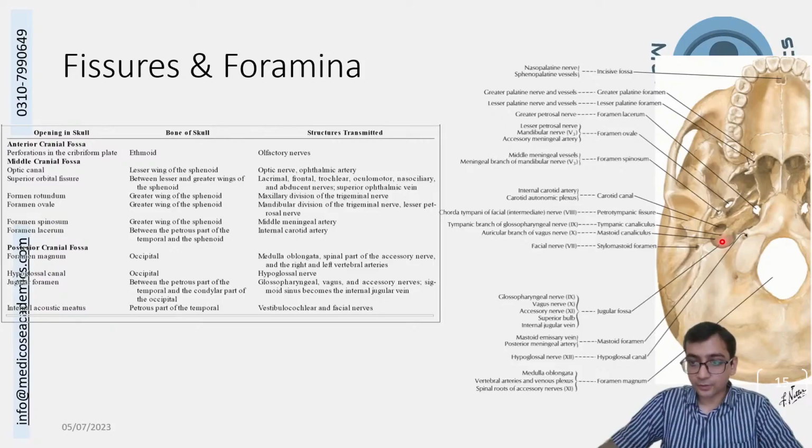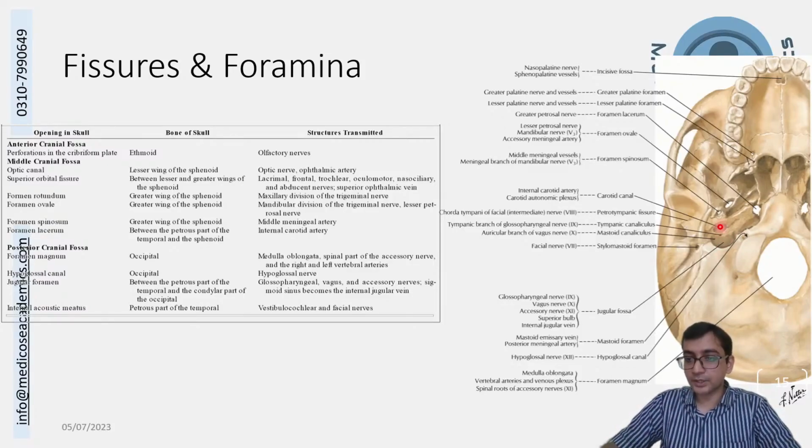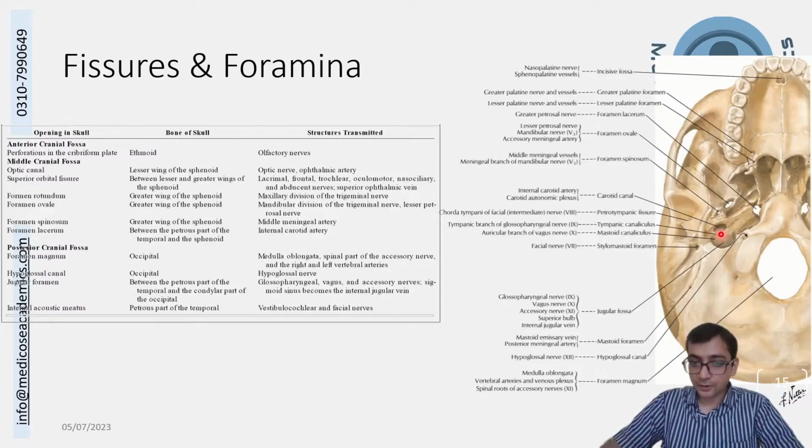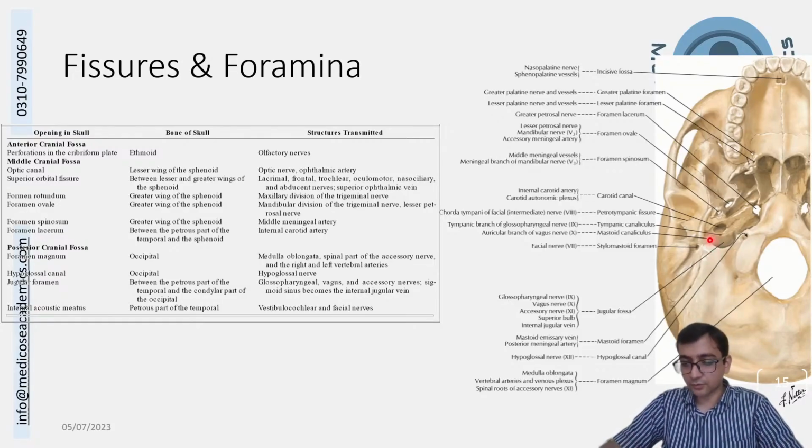Then there is the opening of the carotid canal, the carotid artery passes through it along with the sympathetic plexus that is surrounding its wall. Just behind the carotid canal, there is the tympanic canaliculus, the tympanic branch of the glossopharyngeal nerve. Inshallah, we will discuss it in the cranial nerve portion. It exits here. Then there is the mastoid canaliculus and stylomastoid foramen. Mastoid canaliculus has some branches of the vagus nerve. If you forget it, don't worry, it is to be forgotten.